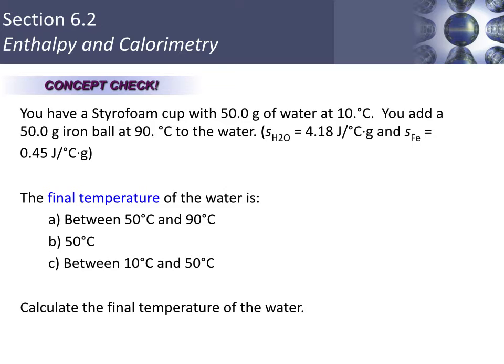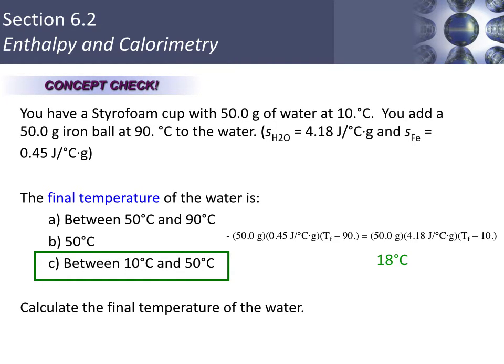If you said the correct answer was between 10 and 50 degrees C, you would be correct. How would you figure that out? Well, you could say 50 grams times the specific heat for iron times the change in temperature of the iron. It starts at 90, and we don't know what the final temperature is going to equal. That equals 50 grams of water times the specific heat of water times the temperature change of the water. If you were to multiply all that out, you would get 18 degrees Celsius. And that is the end of this section.